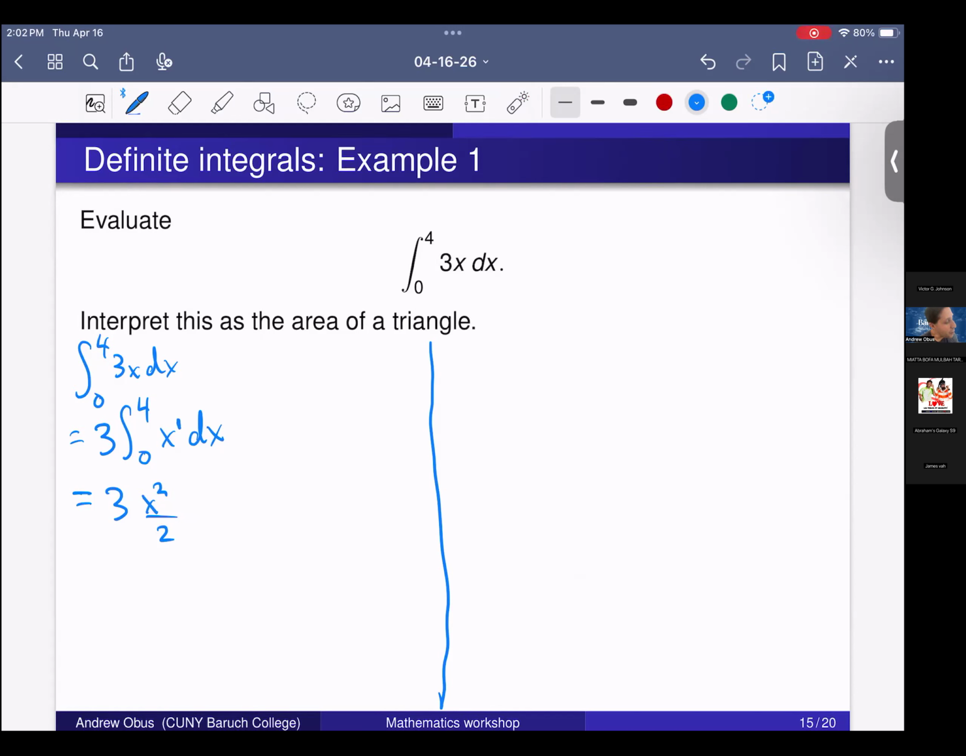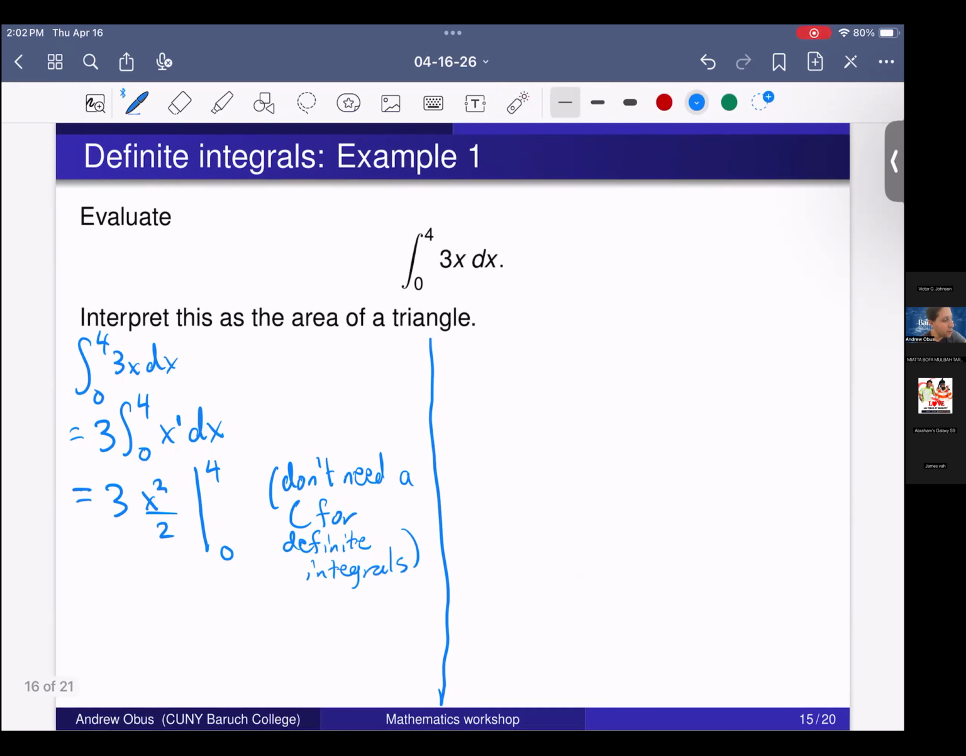So when we do it by the power rule, we raise the exponent by 1 and divide by the same number. And now the notation that we use here is I draw a line and I write 0 to 4. I'm going to say here that you don't need a c for definite integrals, because if you had a c, it would end up getting subtracted off anyway. And what this symbol means is that you're going to first plug in 4, and then you're going to plug in 0, and you're going to subtract. So the red stuff you don't write, but this is what it actually means.